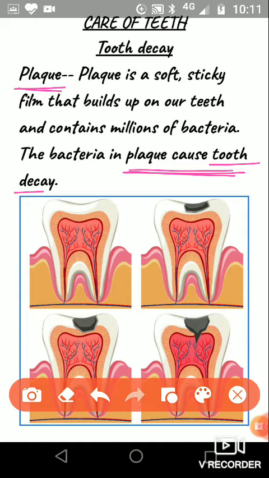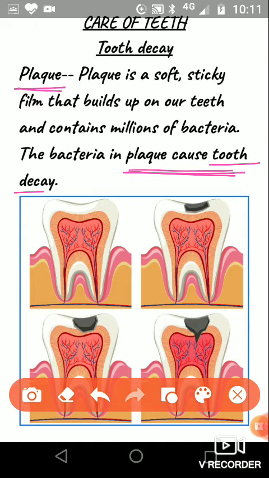So what happens after that? When food stays in our mouth for a longer time, if we do not wash our mouth or brush our teeth properly after or before eating a meal, that food sticks to our teeth, and if it stays for a longer time, it turns yellowish because it mixes with the saliva, and then the teeth become yellowish in color. That is actually called plaque.